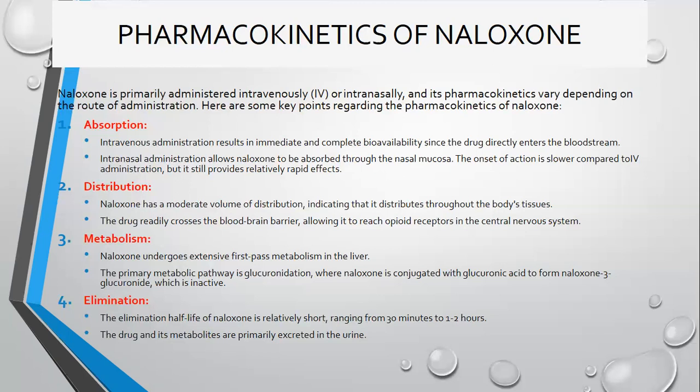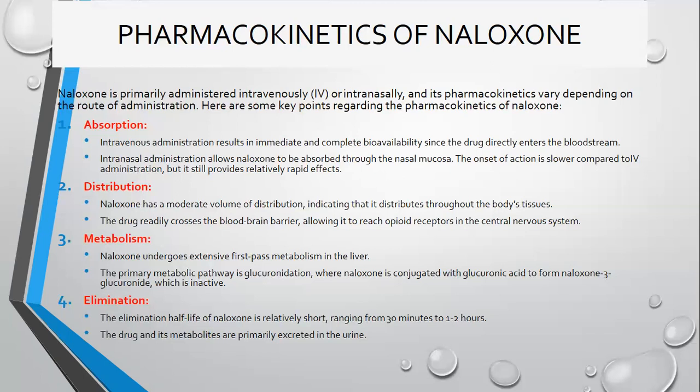The second one is distribution. Naloxone has a moderate volume of distribution, indicating that it distributes throughout the body tissues. The drug readily crosses the blood-brain barrier, allowing it to reach opioid receptors in the central nervous system.